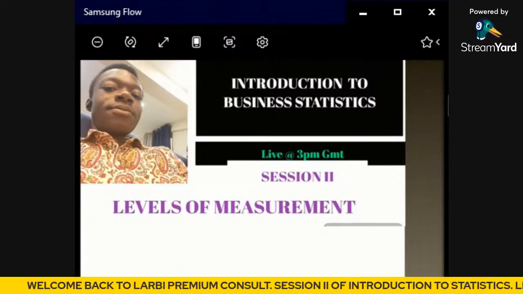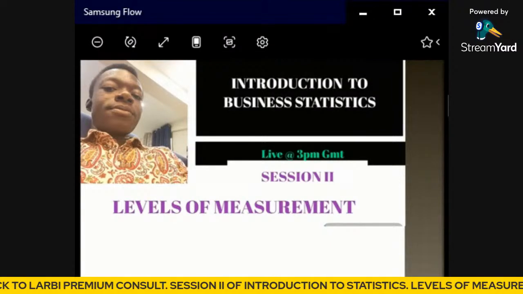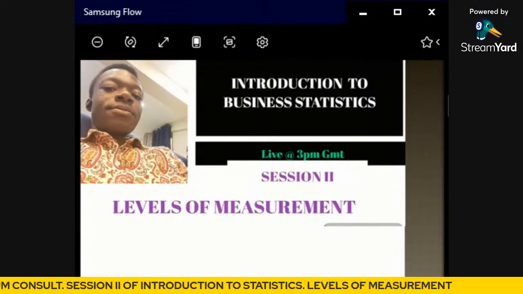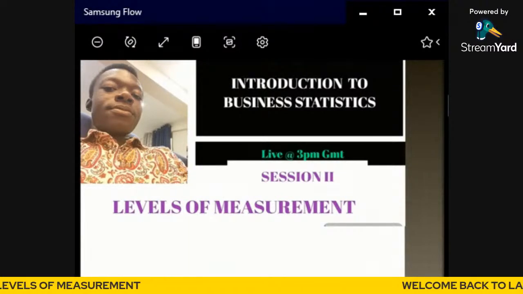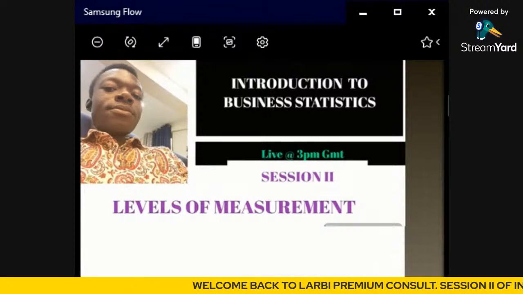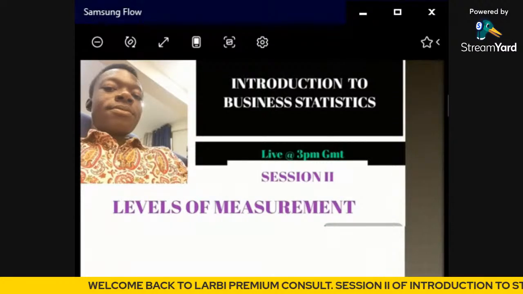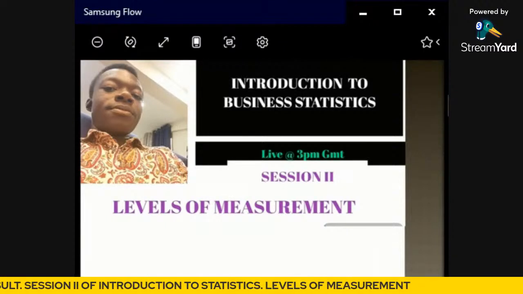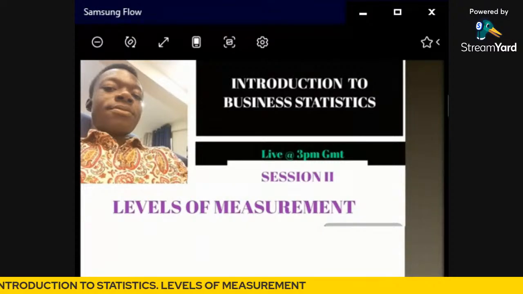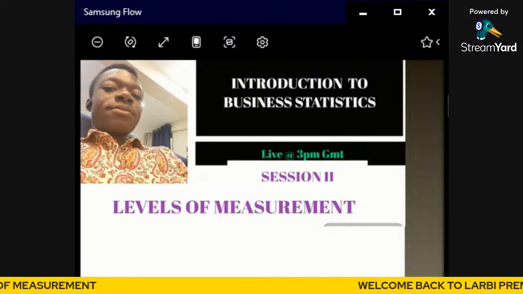Is that okay? We said data is actually facts or figures that we collect, present and summarize in a way that we can communicate, interpret and assign meaning to. So when it comes to measurement of data, we are talking about assigning numbers to the data you collected. And how do you assign numbers to data you collected? We have four key levels of measurement, or four methods of measuring data.